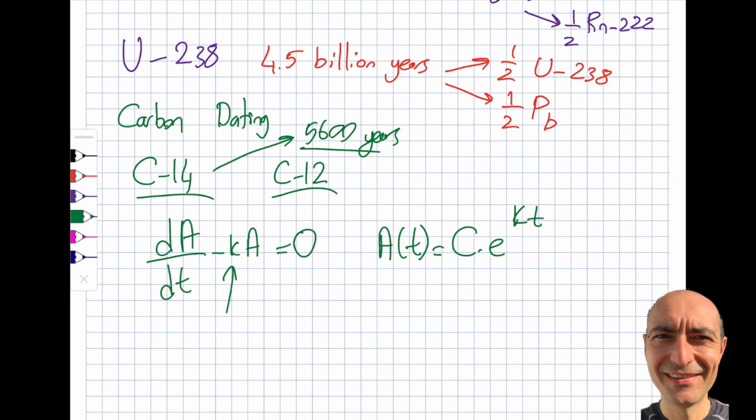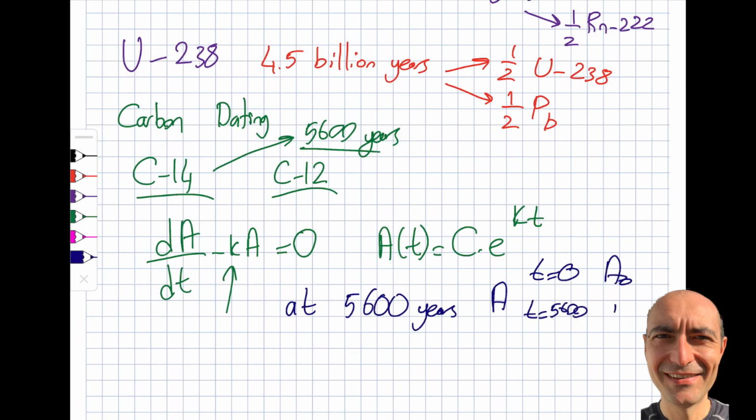So I'm going to get A as a function of t will be C, which is a constant, times e to the kt, right? So the thing is, I have an initial condition in here. At 5,600 years, I will obtain half of it. Let's say that at t equal to 0, I have A0. At t equal to 5,600, then I will get A0 over 2, right? So as a function of time, I have two conditions over here.